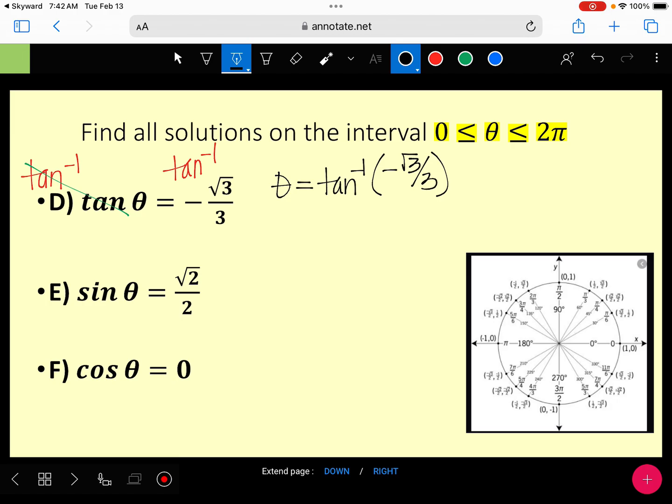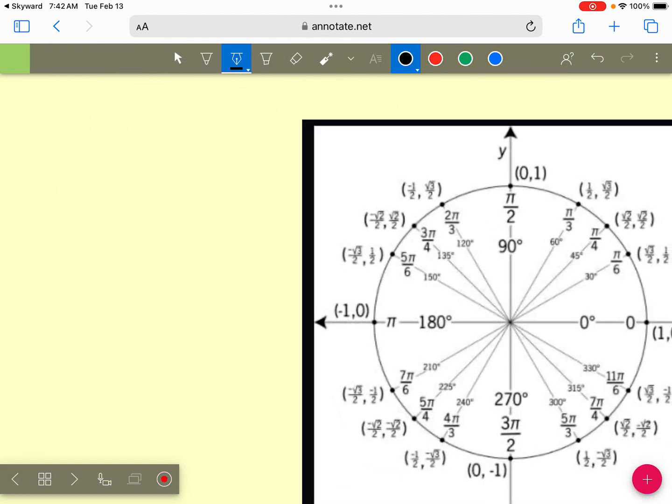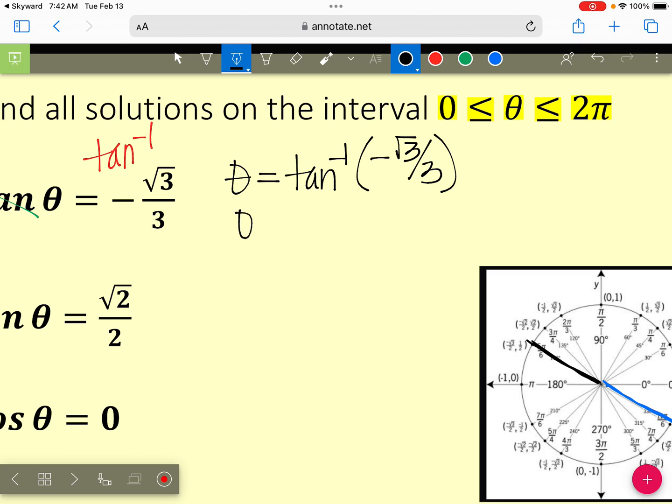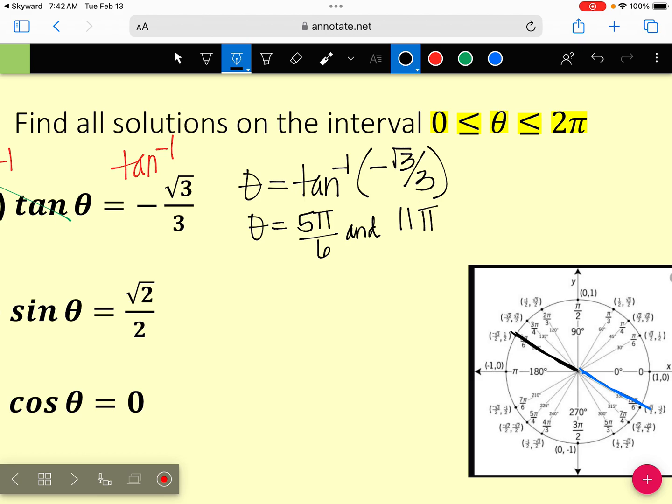So tangent is negative in quadrants 2 and 4. So you should be looking for 2 angles, one of them in quadrant 2 and one in quadrant 4. All right, who agrees with my 2 answers? 5π/6 and 11π/6.